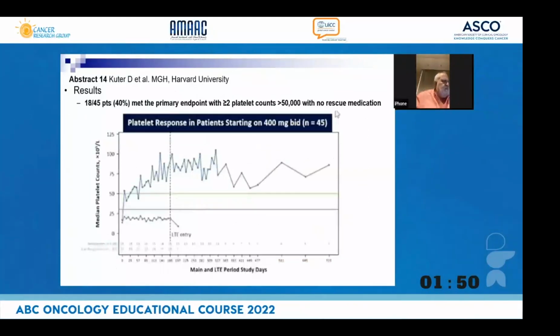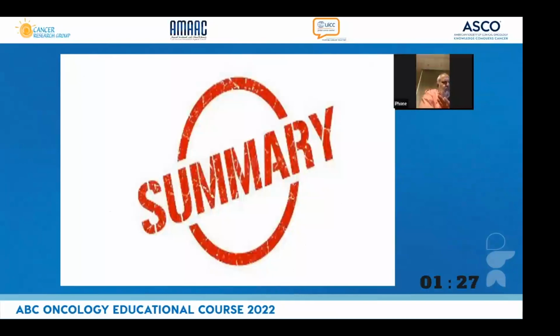And interestingly, 18 from 45 patients, which is 40%, met the primary endpoint with more than 2-fold increase in platelet count, more than 50,000 with no rescue medication, which is very important. I think in next slide. Next slide.